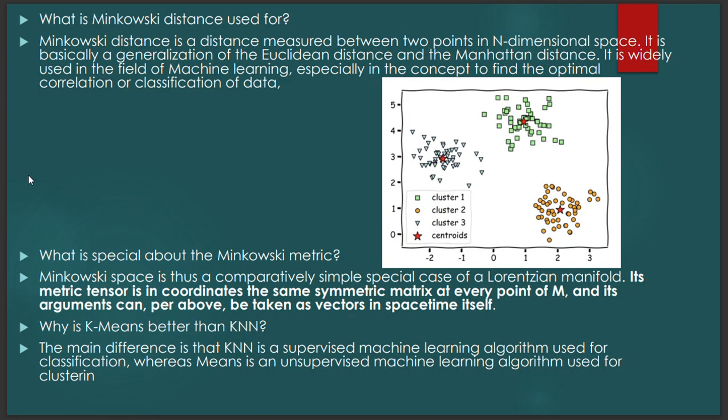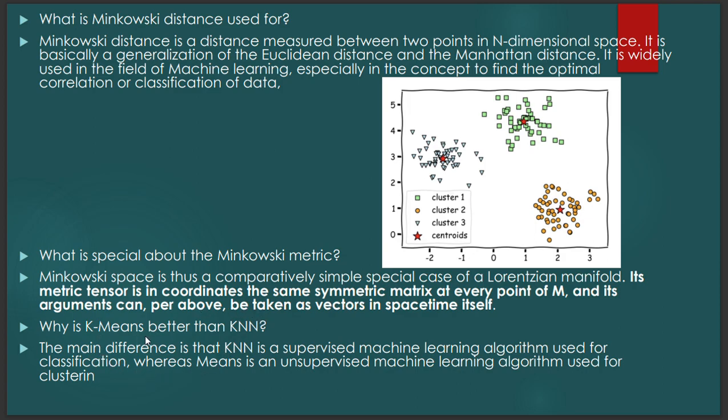What is Minkowski distance used for? Minkowski distance is a distance measured between two points in an n-dimensional space. It is basically a generalization of the Euclidean distance and Manhattan distance, used in the field of machine learning, especially in finding the optimal correlation or classification of data. It is used in clustering and data classification. What is special about the Minkowski metric? Minkowski is a comparatively simple special case of the Lorentzian metric.